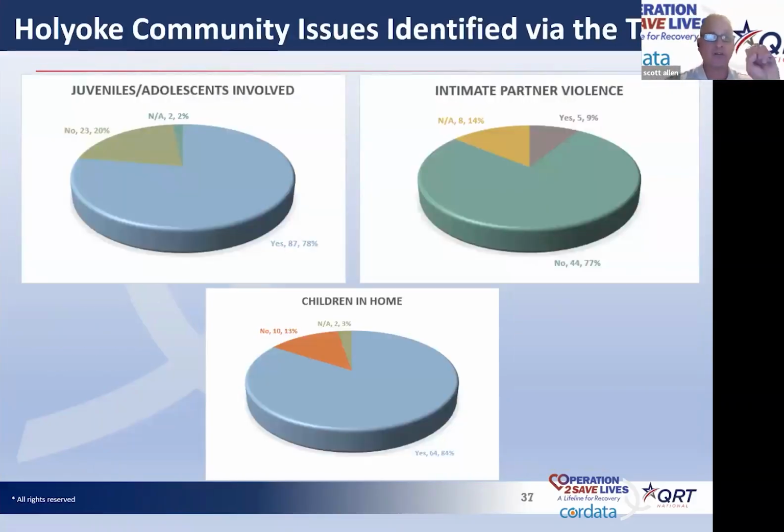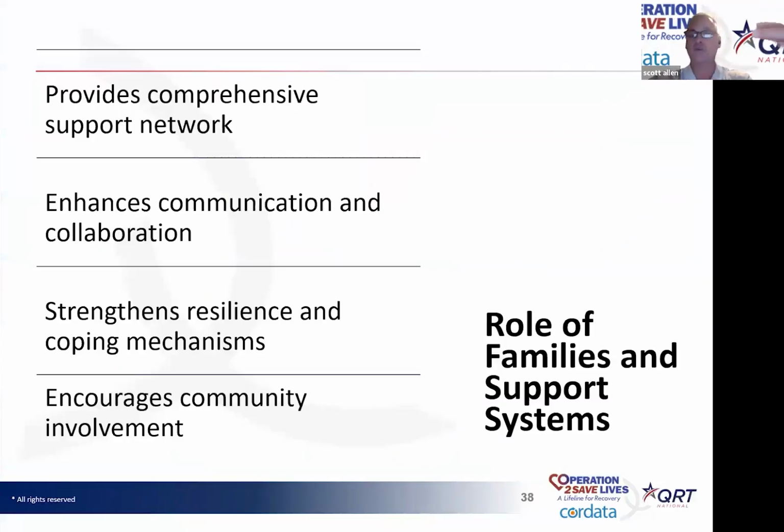Again, Holyoke specific, you can see 78% juvenile adolescents involved. Another 14%, 9% is intimate partner violence. And then 84% of the situations have children in the home. So as we talk about this integration of youth, that's what the table does so well. We're providing comprehensive support. We're not doing any siloed efforts.